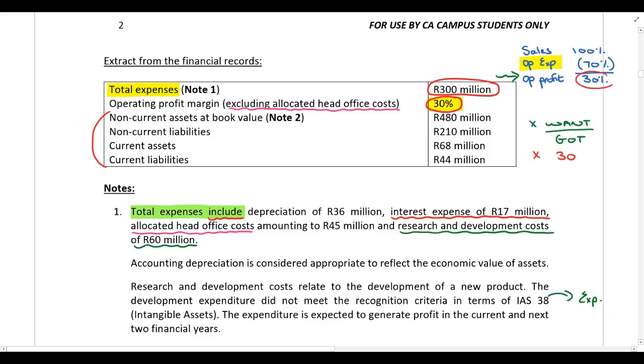That's what we want. What have we got? We've calculated operating expenses. So what we've got is 70%. So we need to take the operating expenses and multiply by 30 over 70, and that will give us operating profit.